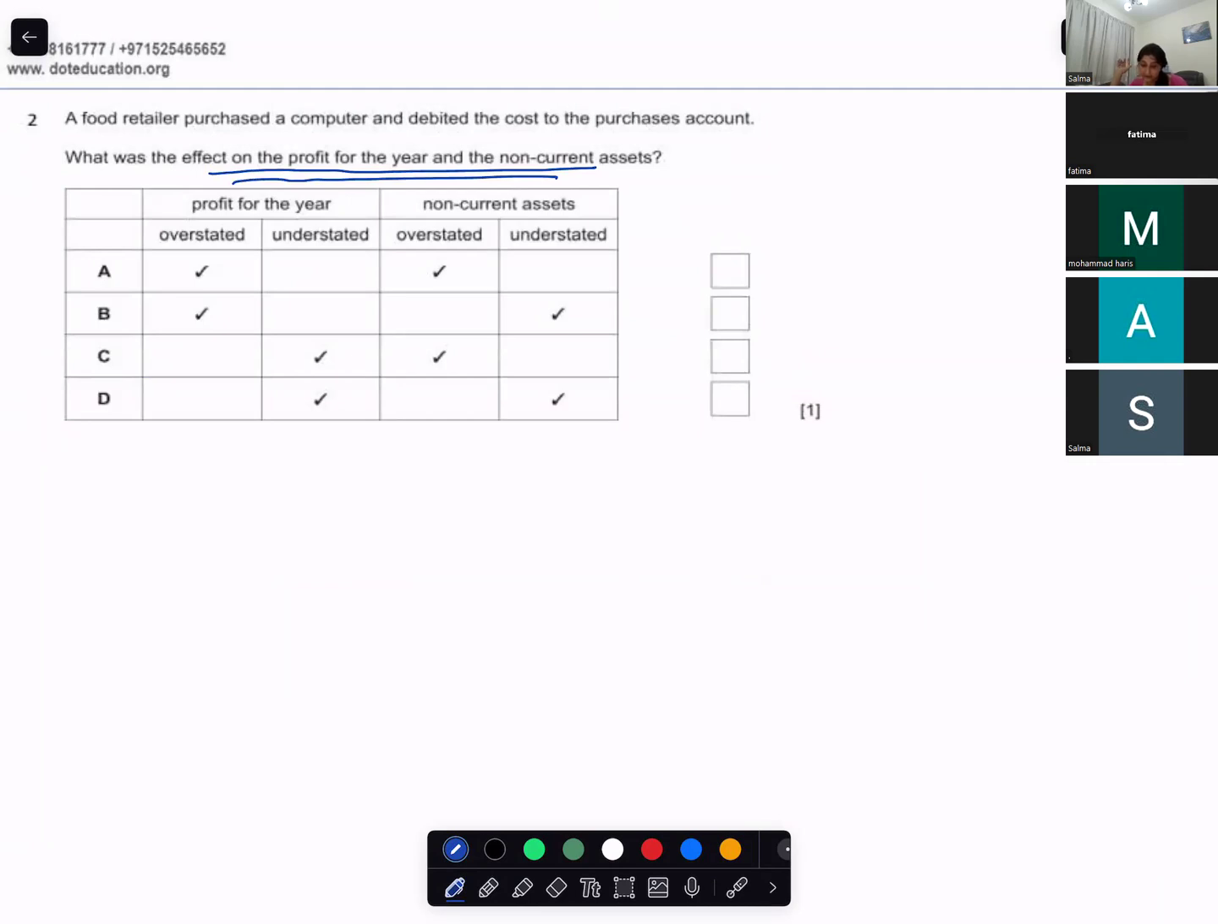Okay, come on, now read. Mahad. A food retailer purchased a computer and debited the cost to the purchases account. Now they're asking us to find the effect on the profit for the year and the non-current asset. First, analyze the question, right? He purchased what? A computer. Computer is what? Non-current asset. So ideally, his non-current assets should increase.